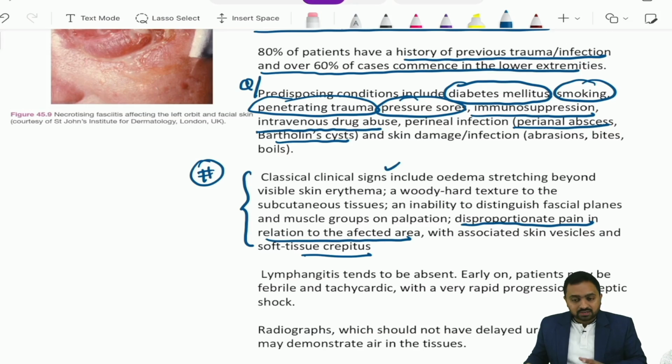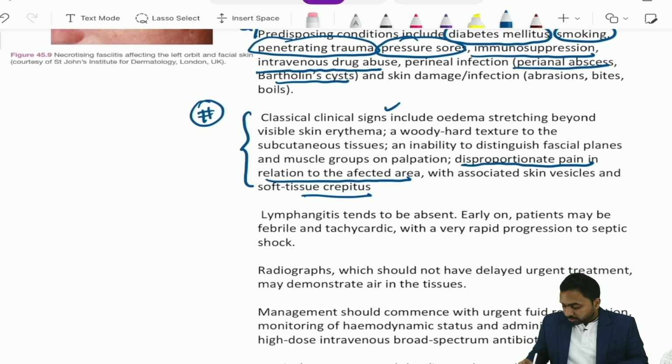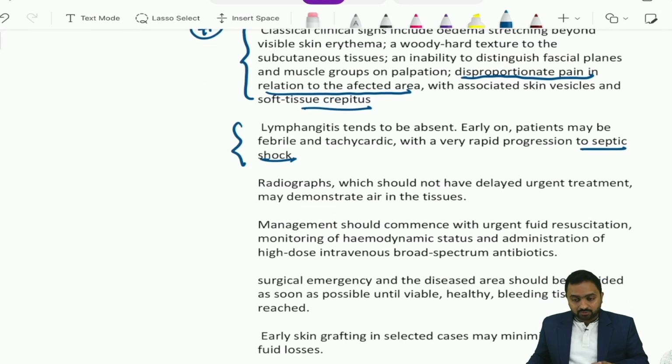Now, lymphangitis is usually absent, and early on the patients may be febrile and tachycardic with rapid progression to septic shock, which makes it very important that you treat necrotizing fasciitis patients early. Radiographs should not delay urgent treatment. They would help you demonstrate air in the tissues, but it is a surgical emergency and you need not wait for radiographs to be done in order to start the treatment.